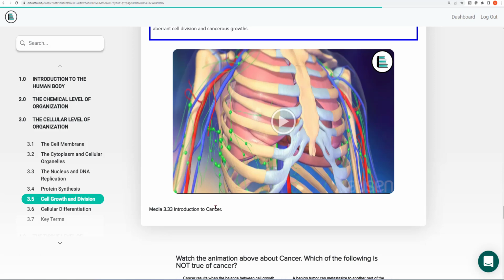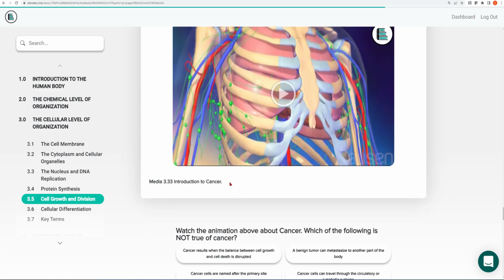So let's talk about cancer just a little bit, and I'll share with you some other slides in a few minutes. So what is cancer? We know cancer affects many, many people. It takes many people's lives. What is cancer? Cancer is when a cell loses control of its cell cycle.